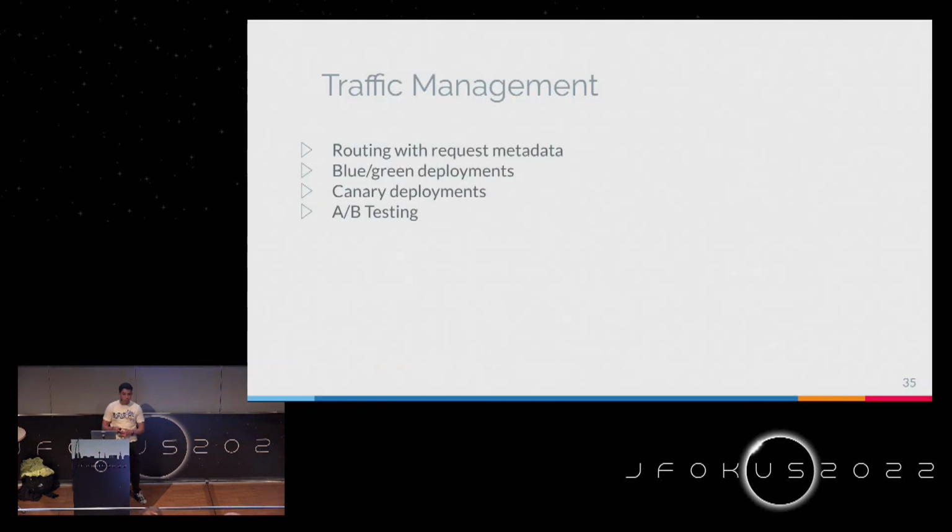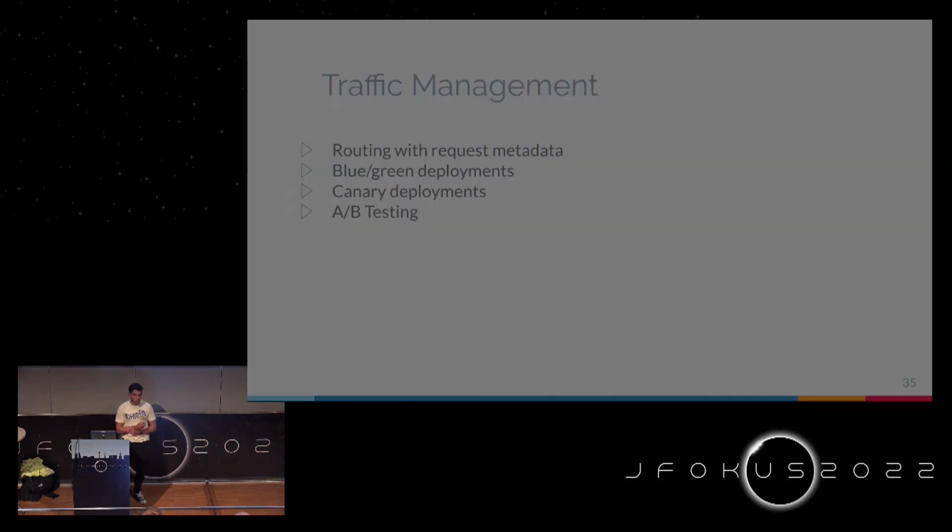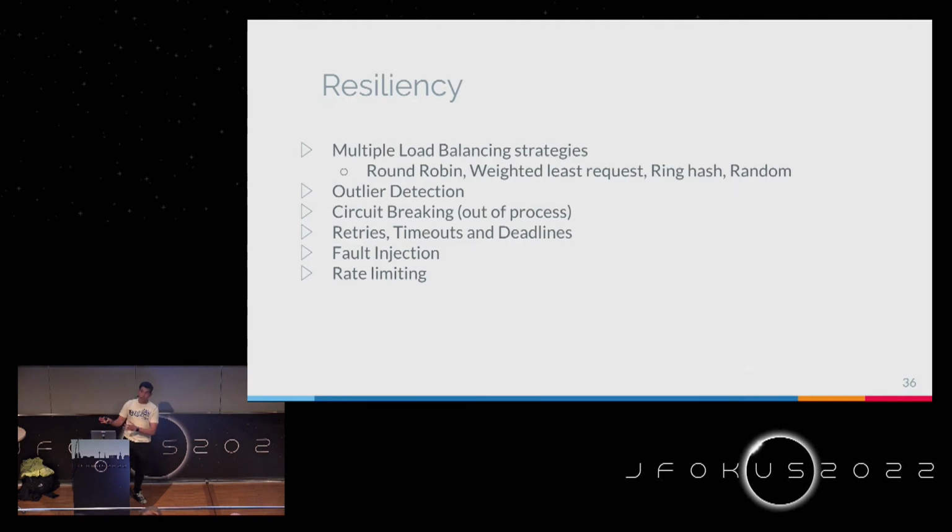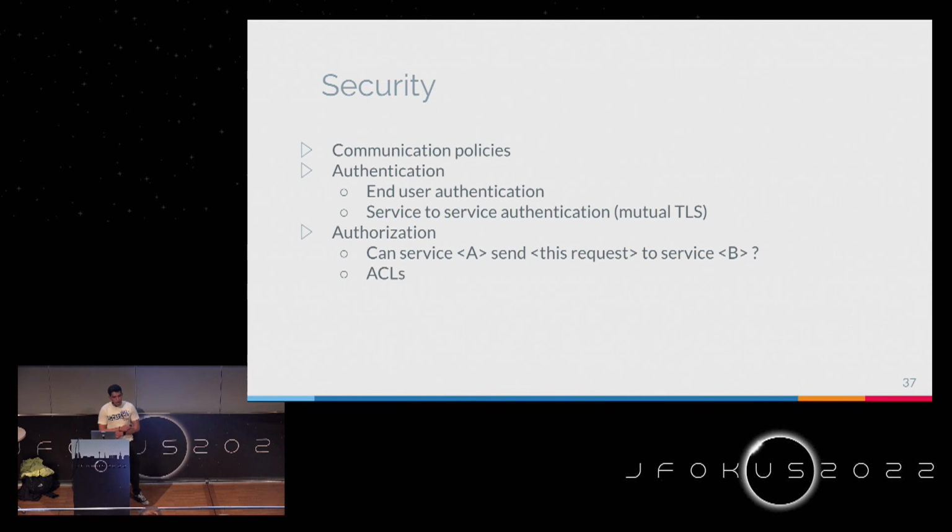So the traffic management features include routing with whatever you like, whatever metadata, could be a header, could be some context-aware metadata. It enables us to do things like blue-green deployment, canary deployment, A/B testing, and all the cool stuff in a declarative way. Resiliency features include latency-aware load balancing, circuit breaking, retries, timeouts, and all of that can be done in a declarative way, in YAML files.